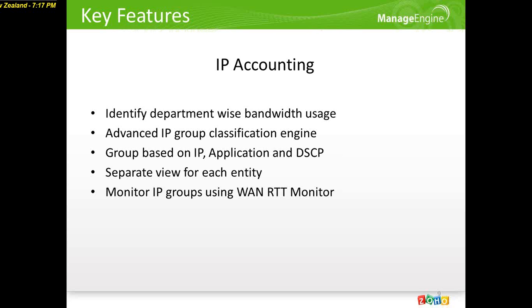Monitor IP groups using WAN RTT monitor. That is, you have a remote site in which a group of users are using bandwidth or accessing a particular application in a data center, and if you want to find out their latency when accessing that particular application, what you can do is create an IP group and associate the WAN RTT module to that IP group so that a simulated ping packet will be sent to each IP address in the IP group to find out their latency on that particular interface.